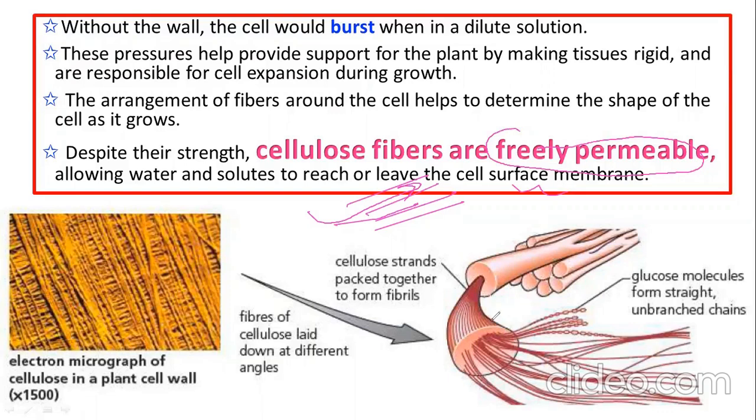These are cellulose fibers. So it means the cell wall is freely permeable. Then the control of ion or water flow will be done by the cell membrane.